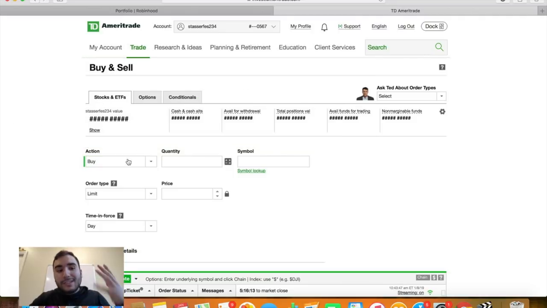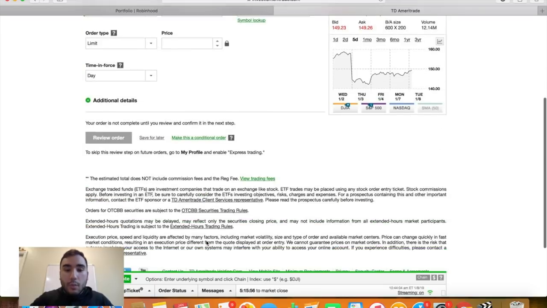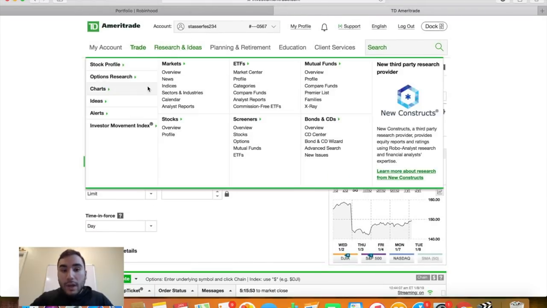And if you guys want to buy stocks, very simple, right? You click buy, you put in however many shares you want, you put in the ticker, right? Apple, actually Apple's AAPL, and you do a limit order, whether you want to do a market order, a stop market, stop limit, you want to put a trailing stop, you can do all that here on the web interface. If you want to do more research on the markets, there's overview, there's news, there's indices, sectors, the calendar, analyst reports. There's a bunch of stuff you can do here in terms of research.